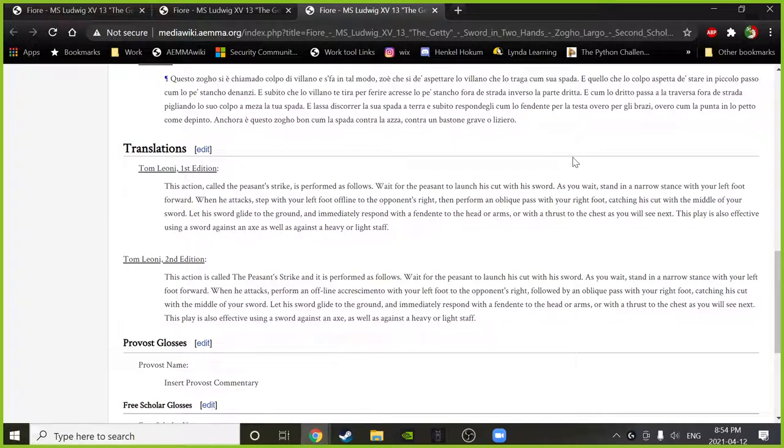This action is called the peasant strike and is performed as follows. Wait for the peasant to launch his sword. As you wait, stand in a narrow stance with your left foot forward. When he attacks, perform an offline accrescimento with your left foot to the opponent's right, followed by an oblique pass with your right foot, catching his cut with the middle of your sword. Let his sword glide to the ground and immediately respond with a fendente to the head or arms, or with a thrust of the chest, as you will see next. This play is also effective using a sword against an axe, as well as against a heavy or light staff.